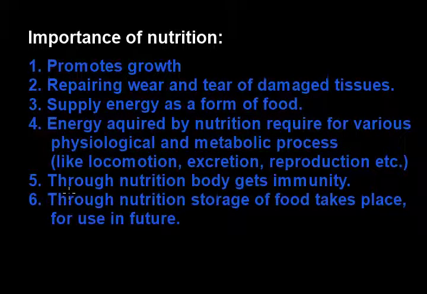Through nutrition, the body gets immunity. Through nutrition, we take in different kinds of food. Among these, some are body protective foods, which we will discuss later in the next chapter. And these body protective foods help in the development of our immunity, like vitamins. We know that different types of vitamins are involved in the development of our immunity.